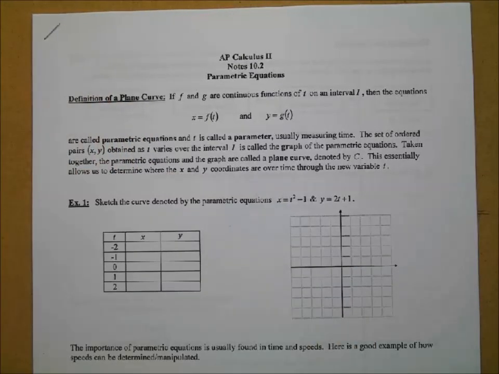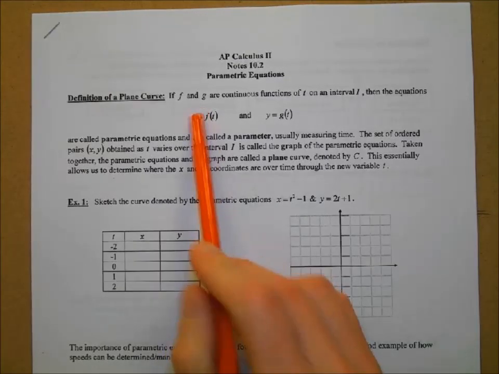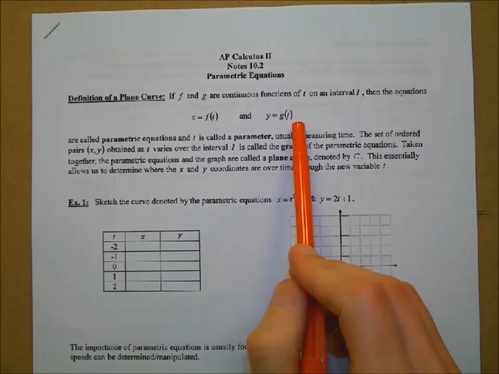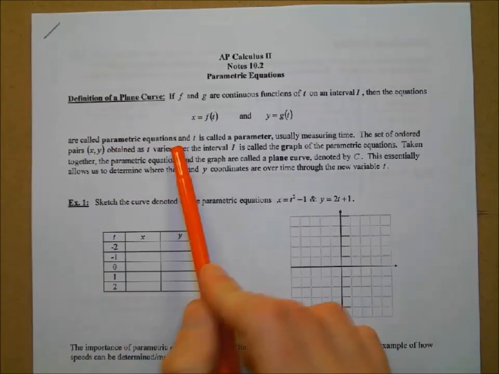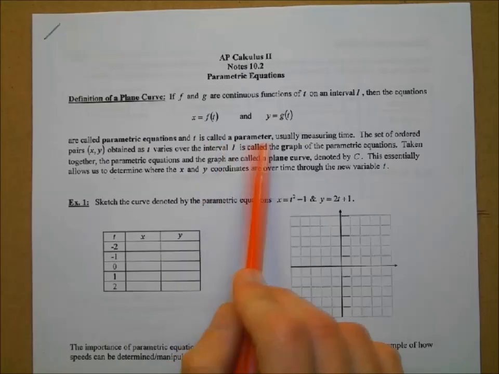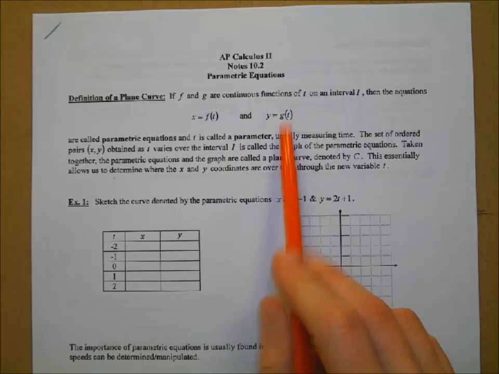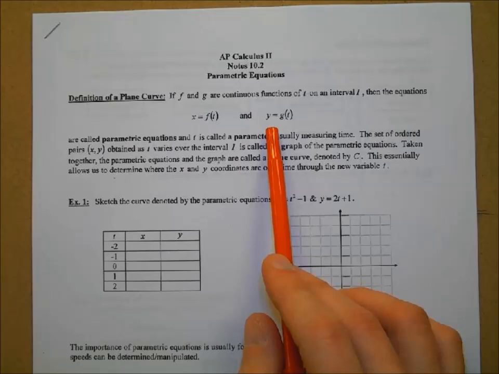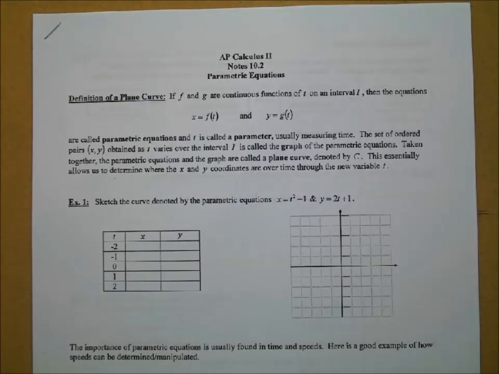So a plane curve, if f and g are continuous functions of t on an interval I, then the equations x equal to f of t and y equal to g of t are called parametric equations, and t is called a parameter. Usually, that parameter, t, is measuring time, so that's why we use t to represent it. Okay? So we introduced this new idea, right?